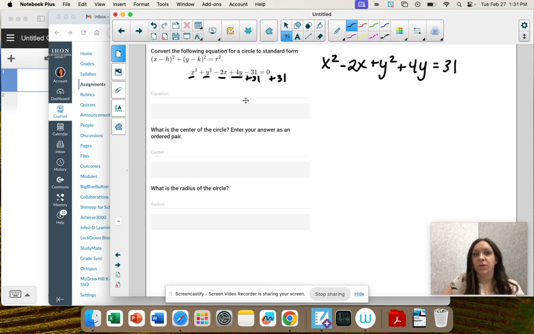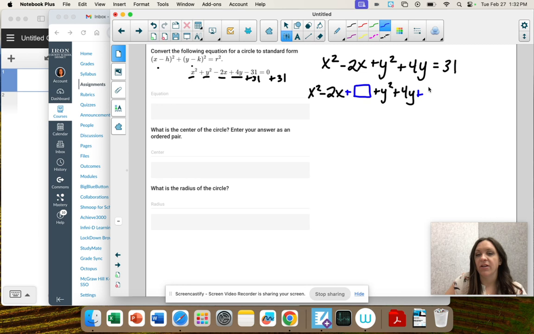And now we're going to complete the square because we want standard form of a circle. So I'm going to rewrite x squared minus 2x. And then when we complete the square, we add on another value, so I'm going to leave space for that. And then plus y squared plus 4y. We're going to complete the square and add on another value, equals 31. And these two values that we add on this side of the equation, we have to keep it balanced and add those over here as well. So now let's do it.